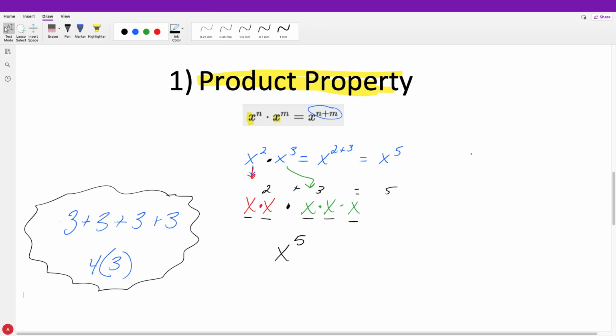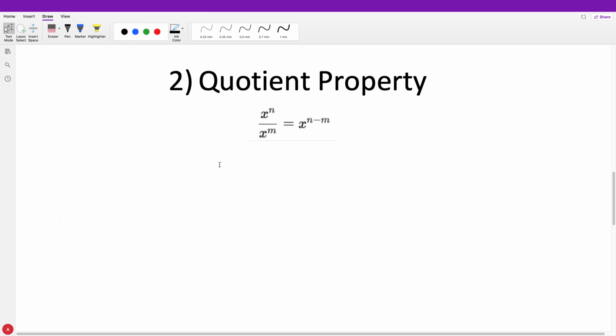All right, so now let's move on to the next property that we have. All right, so now our next property that you will need to know is the quotient property. And what this is telling us is that if we are dividing two like bases, we can then subtract their powers. But we have to do the numerator minus the denominator. All right, so you make sure that you're doing in that order. So if we're dividing the same base, we can subtract our powers.